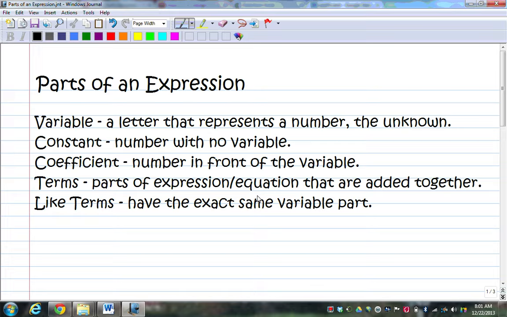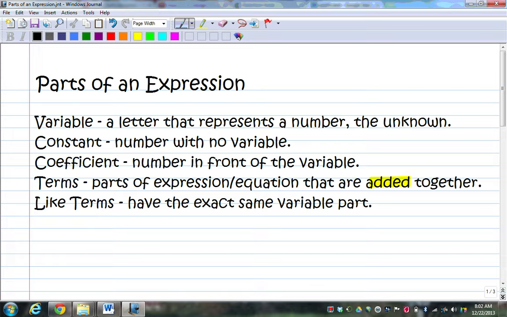It's just a number. The coefficient is a number in front of the variable. So for example, if you had 3x, the coefficient is 3. The variable is x. Terms are part of an expression or equation that are added together. The key thing to remember here is this added part. Now you'll see why in a couple minutes. But it's a part of an expression or equation that are added together.